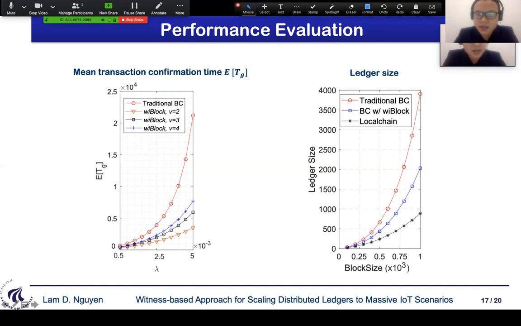Similarly, for the ledger size, we compare the traditional blockchain, the blockchain with WeBlock, and the local chain of the witness system. The ledger size of the traditional blockchain increases with the number of transactions and with the block size as well. But with the WeBlock system, the ledger size is decreased because, as I mentioned before, only global transactions go to the global blockchain. The local blockchain handles the local transactions, and this black line here is the size of the local ledgers.